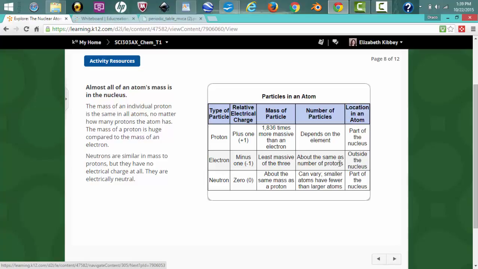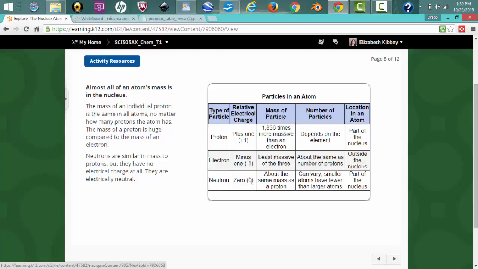The number of electrons is about the same as the number of protons, so if we were going to ask, how many protons does the element sodium have? However many protons are in that, the same amount of electrons would be there. Like I said, we'll be discussing that in a further video. And the location of this is outside of the nucleus.